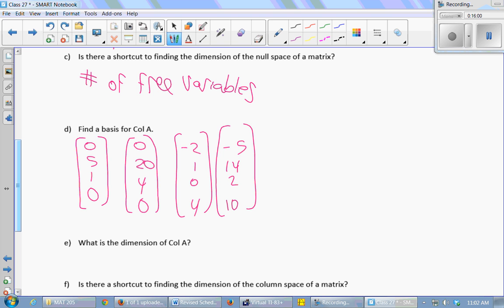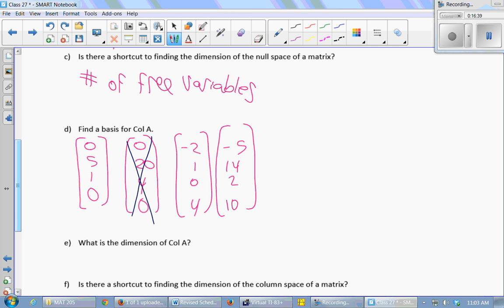So we need to eliminate any unnecessary vectors by taking out ones that are a multiple of another. Right? So we want to keep getting rid of vectors until we're left with a linearly independent set. This second one is 4 times the first one, so I can get rid of that. Do I have any others that are multiples? I don't think so. Okay, so there's my basis.